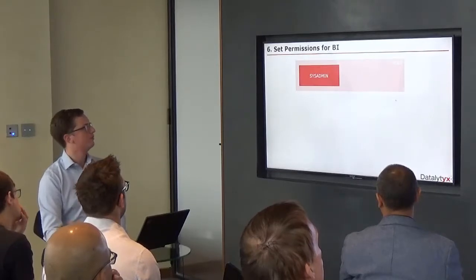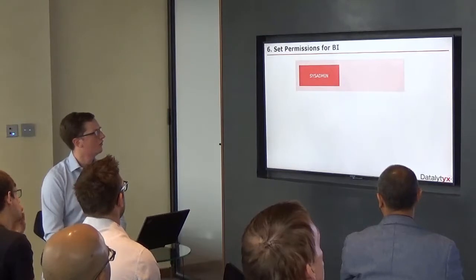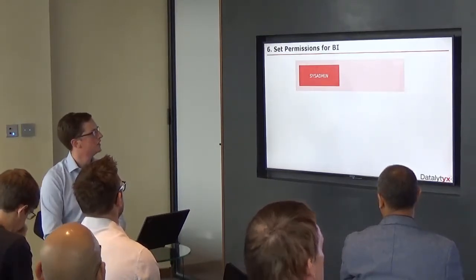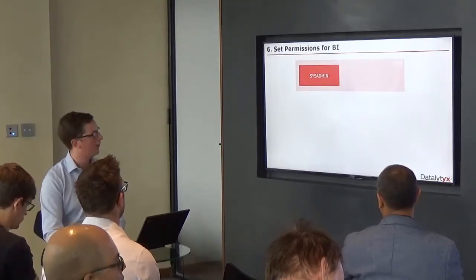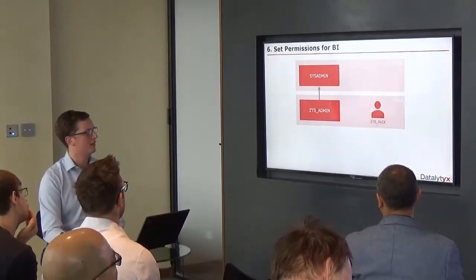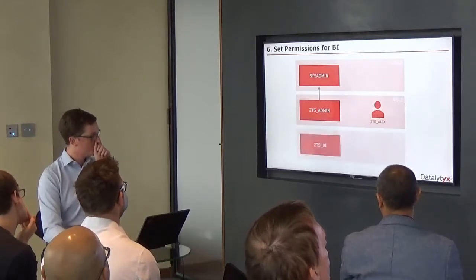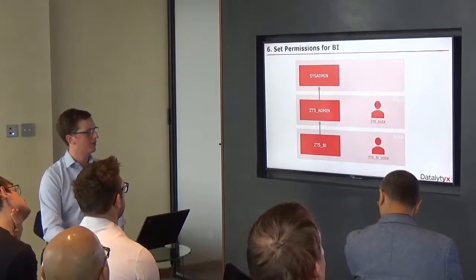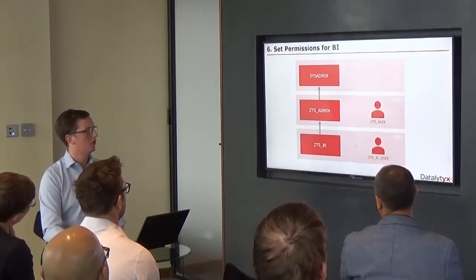We're now going to do a brief bit of permission-based work. We've got a hierarchy here in terms of roles and permissions, allowing certain users to do certain things. We've also got this sysadmin account on top, and we've got our ZTS admin role, with Alex as the user we've been working in the whole time. Now we're going to create a ZTS BI role and ZTS BI user underneath that, so we can control what that user can see.